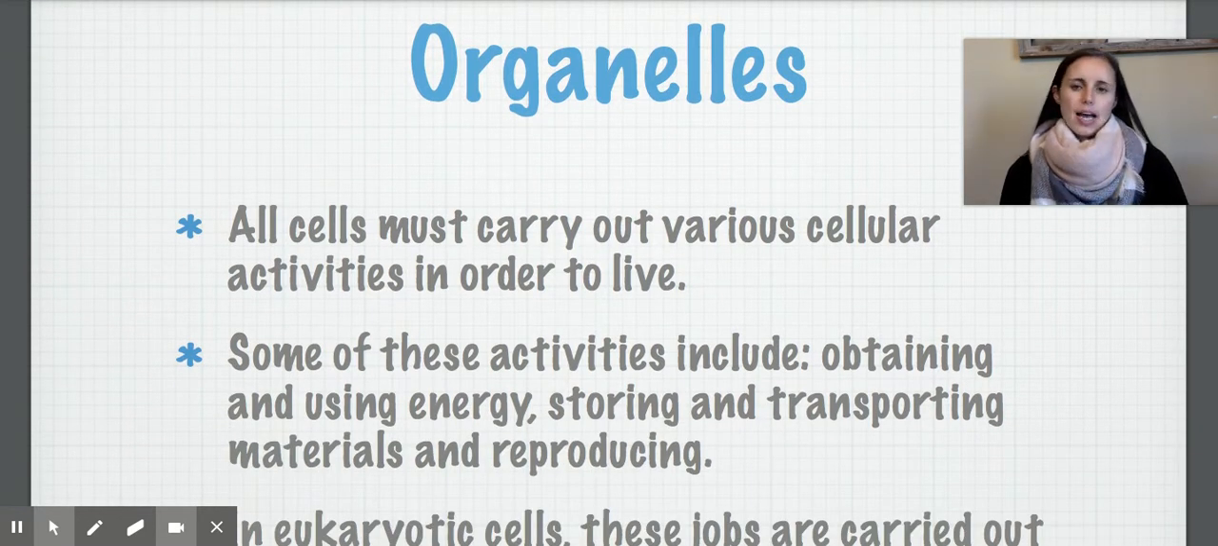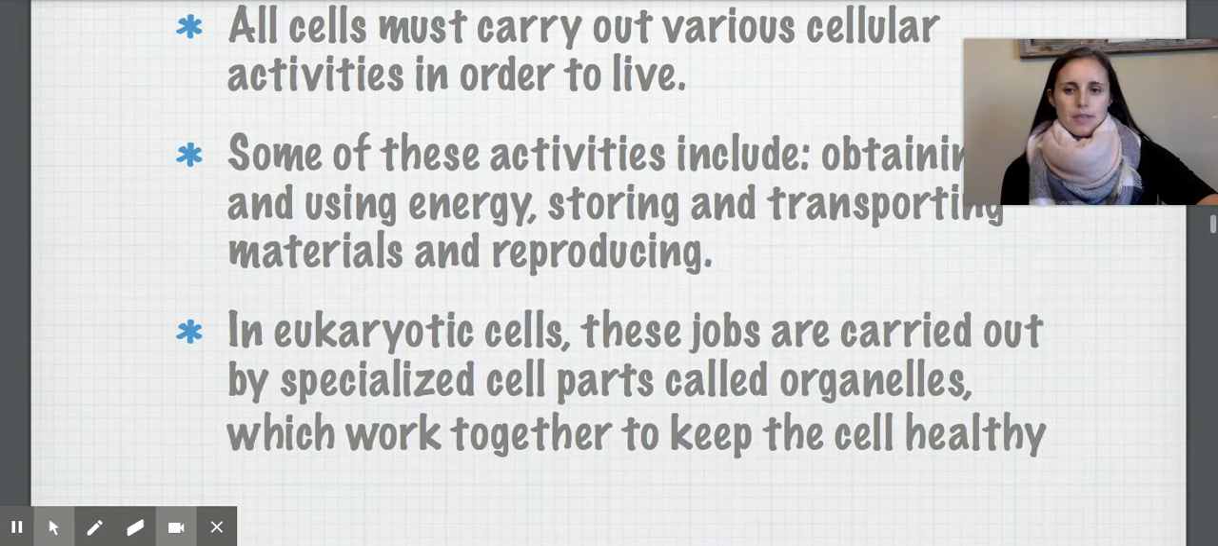We listed last time a list of things that cells need to do in order to be considered alive. So all cells have to carry out various cellular activities in order to live. These activities might include obtaining food and using energy. So it might have to do with metabolism, storing and transporting materials, and reproducing. These are just a few activities that a cell might need to do, depending on the cell in your body. And we're going to talk about cell specialization later on in this unit. There could be other things in this list.